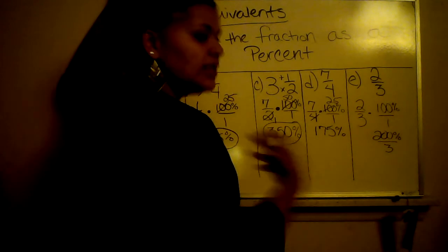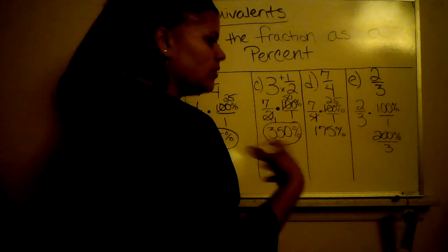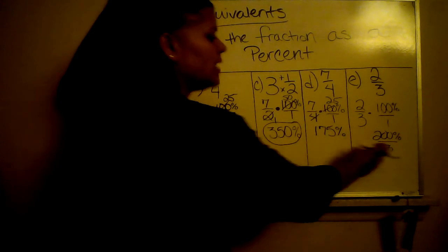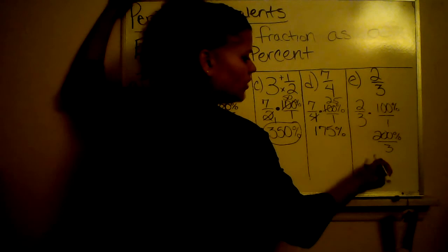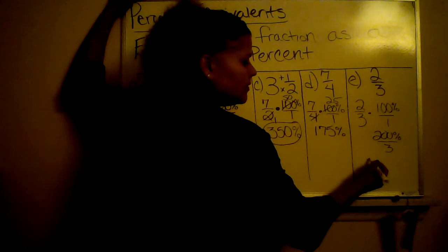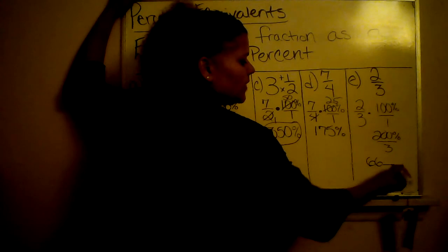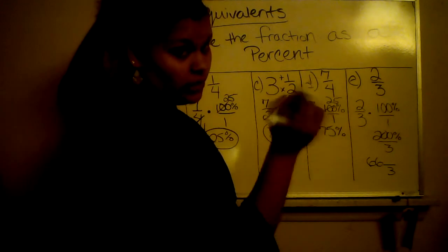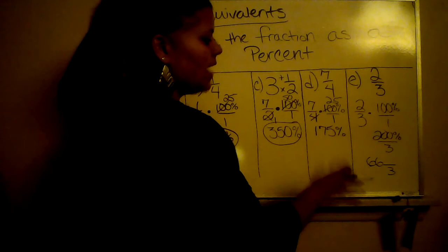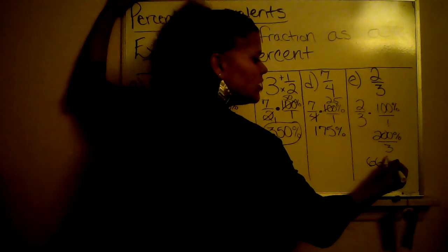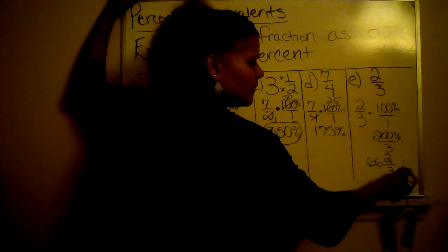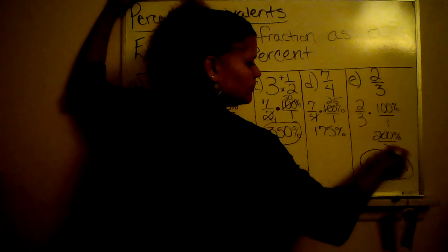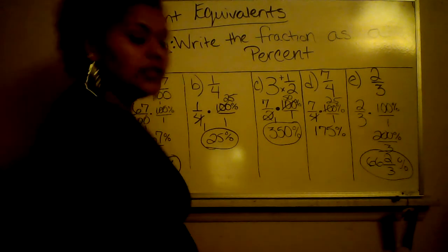So now we need to turn this into a number that we can use. So this is going to be a fractional percent. So how many times can we fit 3 into 200? I got 66. Keep your denominator. So now 66 times 3 is 198. You can check. So 198, how far is 198 to 200? It's only 2 more. So then we have 66 and 2/3%. And that's how you turn a fraction into a percent.